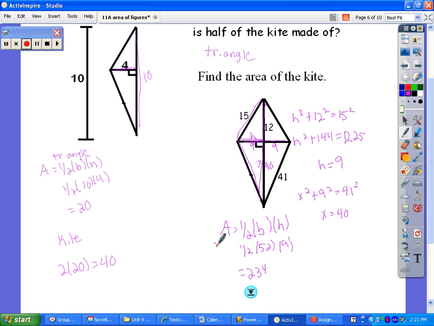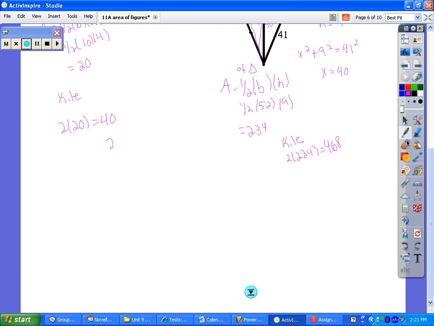Now this is the area of the triangle. So then the kite, we do 2 times 234, which is 468. Now if we want a formula for this, we can look at what we did. If you want to memorize this instead of doing that, you can.